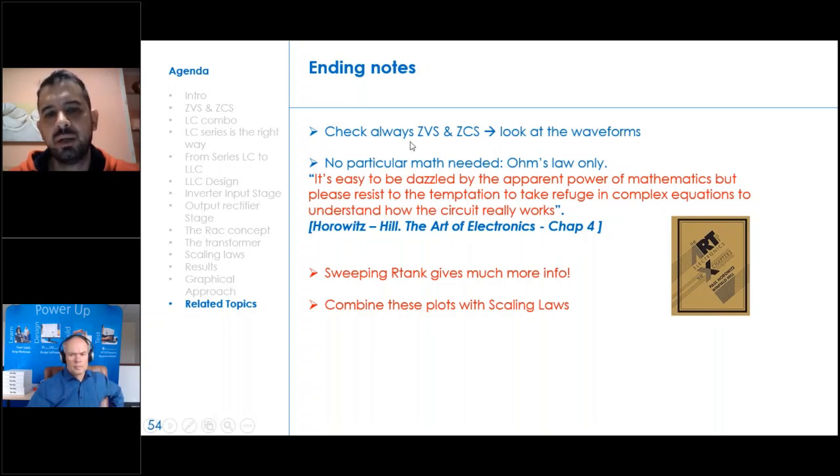When you see in an app note too much math, too many equations, it is not the right app note, because for the LLC design you don't need something complicated. Sweeping the tank resistor, not the frequency, gives much more information about what you're looking for. Combine this plot with the scaling laws.